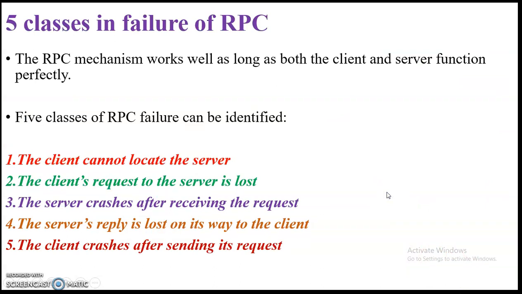There are 5 classes of RPC failure. This RPC mechanism we have seen in the earlier lecture, that it works between client and server. Now there are 5 classes of RPC failure. Which are those? The client cannot locate the server. The client's request to the server is lost. The server crashes after receiving the request. The server's reply is lost on its way to the client. The client crashes after sending its request. Now let us see all this one by one.